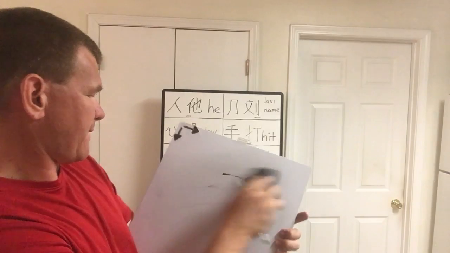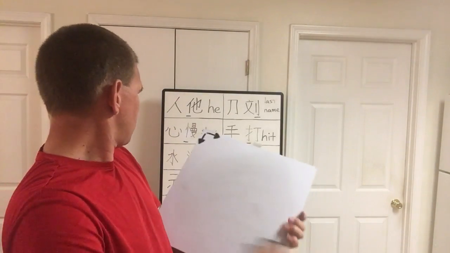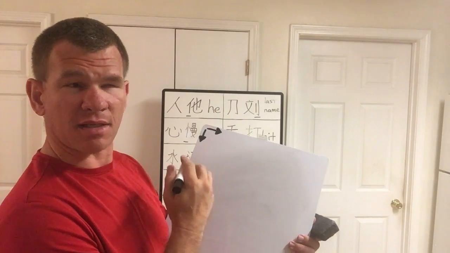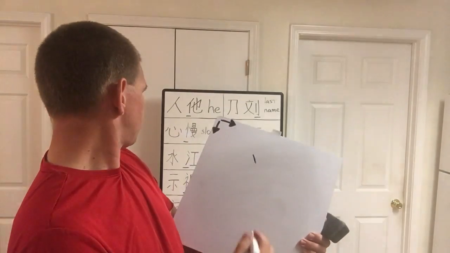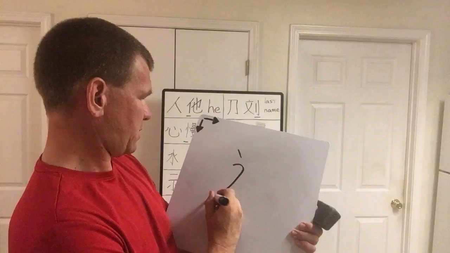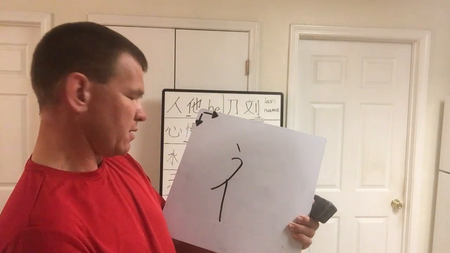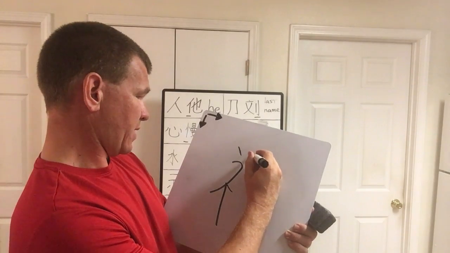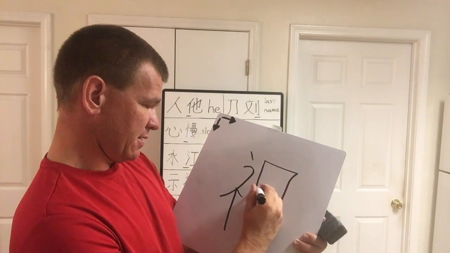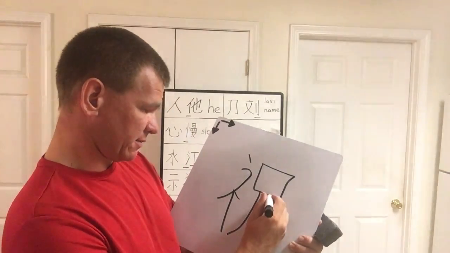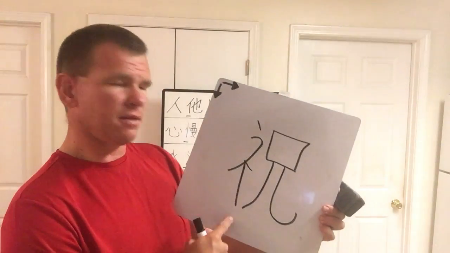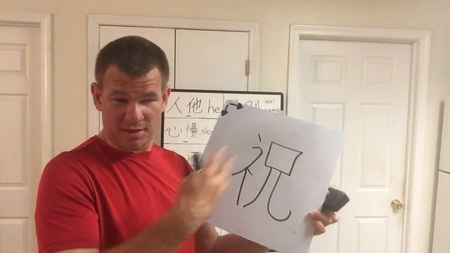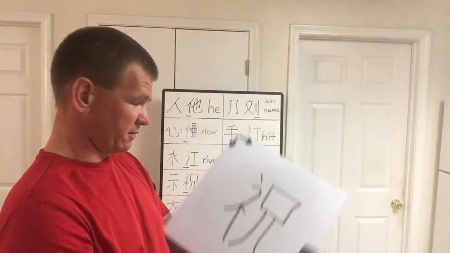All right. Now this one, the radical is on the left. First stroke, second stroke, third stroke, fourth stroke, 5, 6, 7, 8, 9. This means to wish, like when someone has a birthday, to wish someone a happy birthday.